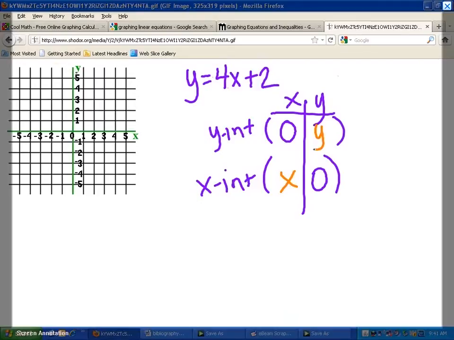Okay, so we know that we have to plug in 0 for x to get the y-intercept. And we have to plug in a 0 for y in order to get the x-intercept. Okay, so we're going to do it.